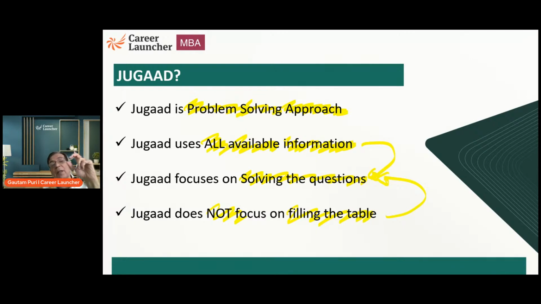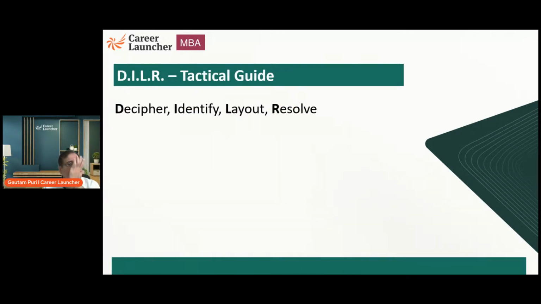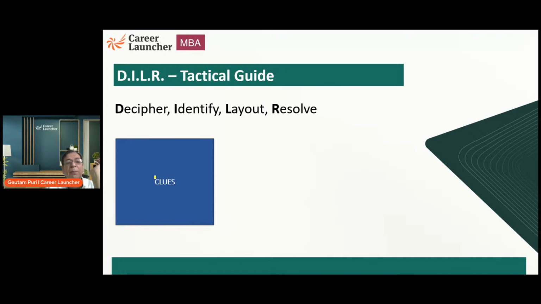And when I say all available information, information is available in questions also, choices also. That is something that most people miss. So hence the Jugaad approach is DILR. You first decipher the information. So the basic information which is given, you decipher the information.